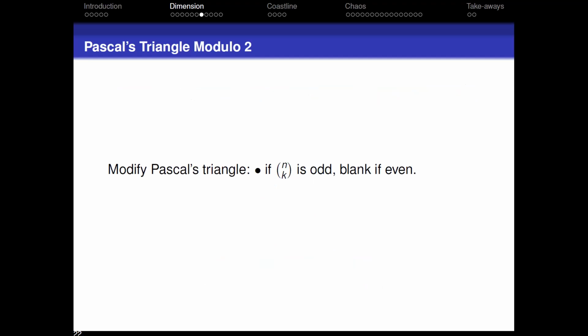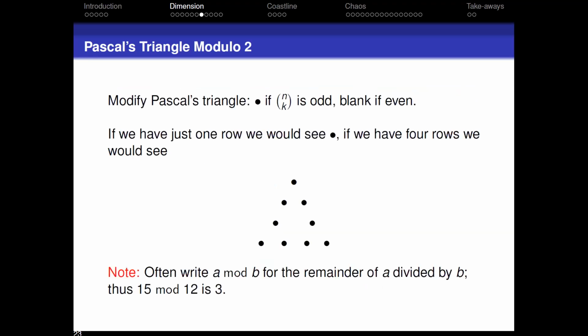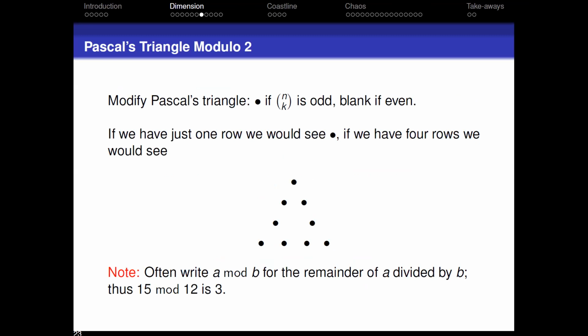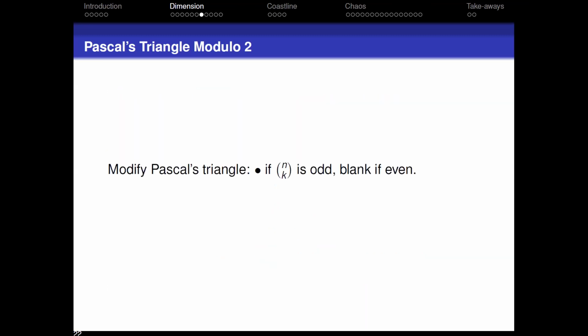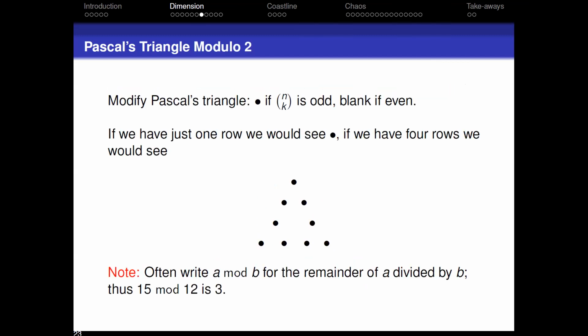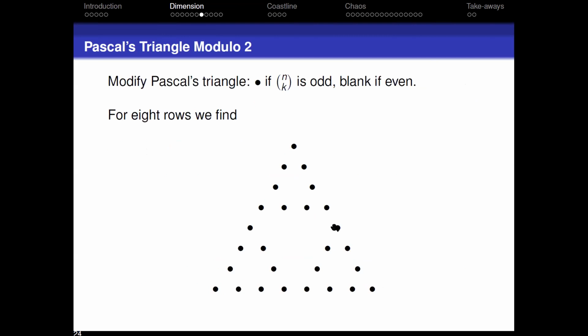Okay? So dot if odd, blank if even. If we had just one row, well, Pascal's triangle is just one, so we just get one dot. If we have 4 rows, the only even number in the first 4 rows, you know, 0, 1, 2, 3, is just the number 2. So you would get something like this with just this one thing deleted. If we go to the first 8 rows, it looks like this.